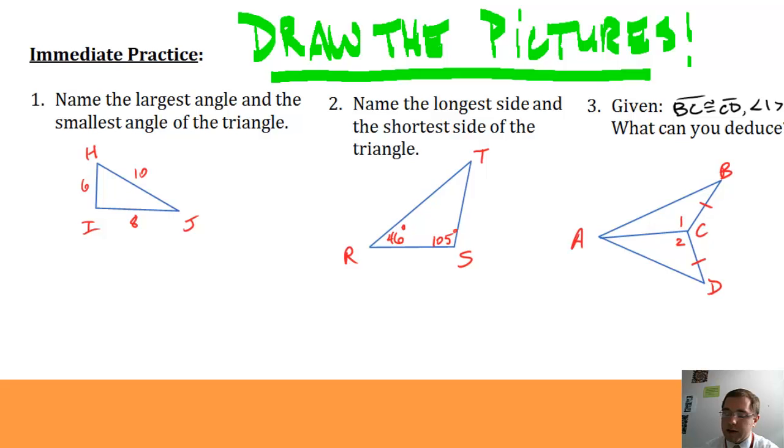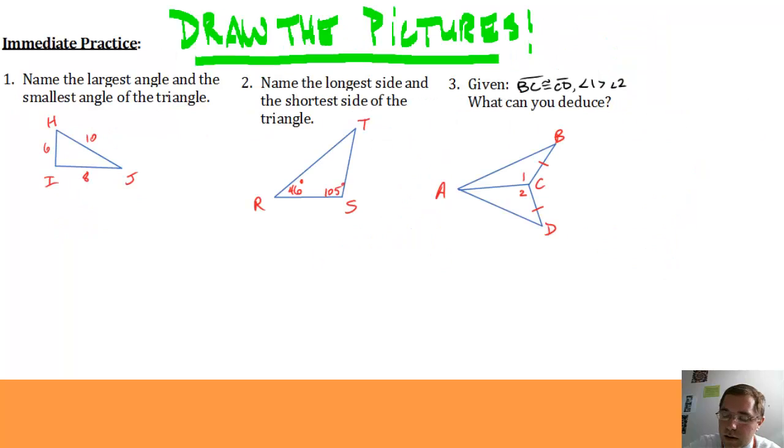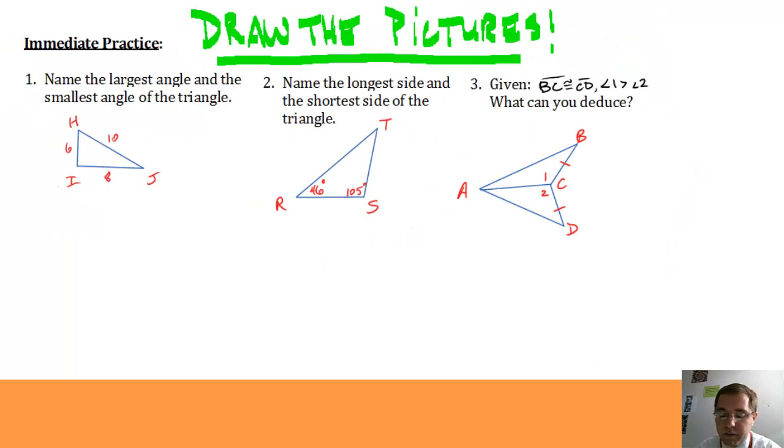Here are your immediate practice problems. And you must draw all three pictures. Number 1, name the largest angle and the smallest angle of the triangle HIJ there. Number 2, name the longest side and the shortest side of the triangle RTS. Number 3, given that BC is congruent to CD, and angle 1 is greater than angle 2, what can you deduce? Which is just like the example I just did. Make sure you draw all three pictures, and that is the end of sections 6.4 and 6.5.